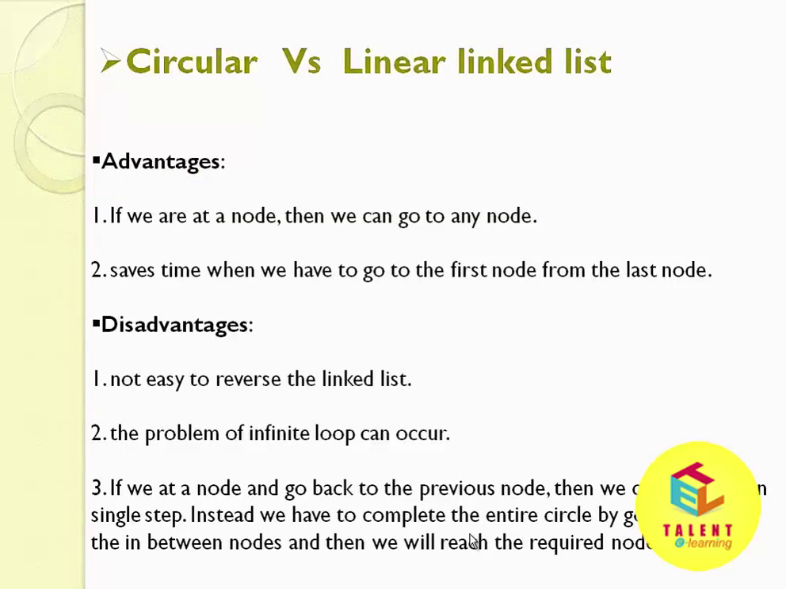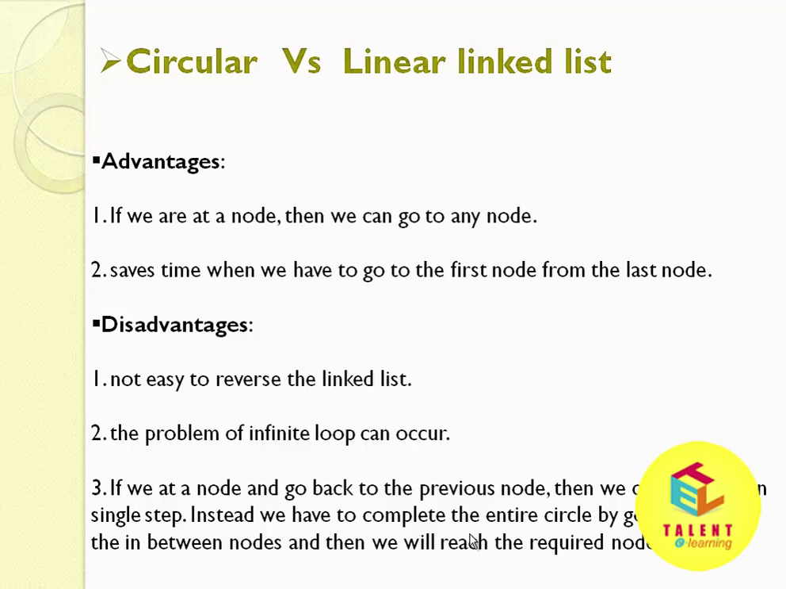Now circular versus linear linked lists. Advantages: if we are at a node in a circular linked list, then we can go to any node. But in linear linked list, it is not possible to go to the previous node. Second advantage is it saves time when we have to go to the first node from the last node in a circular linked list. It can be done in a single step because there is no need to traverse the in-between nodes. But in doubly linked list, we will have to go through the in-between nodes.